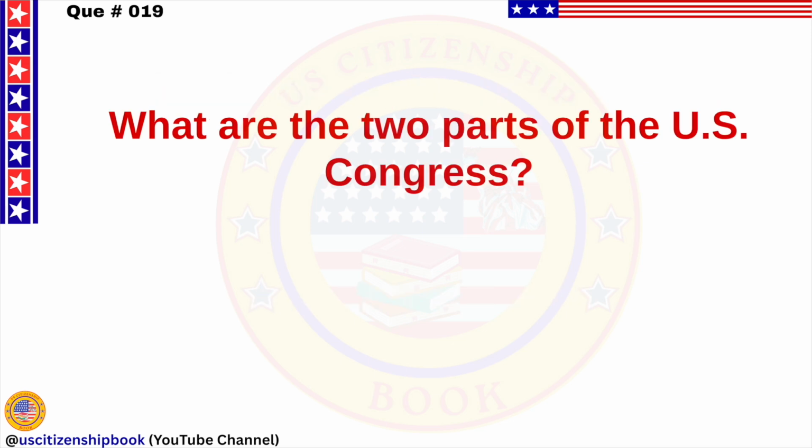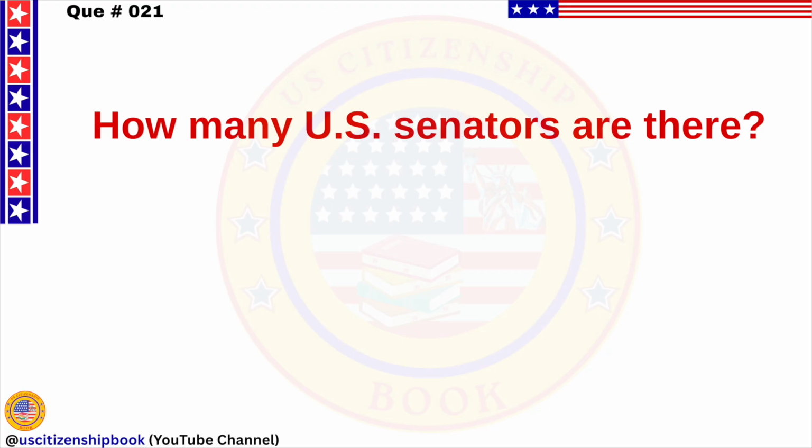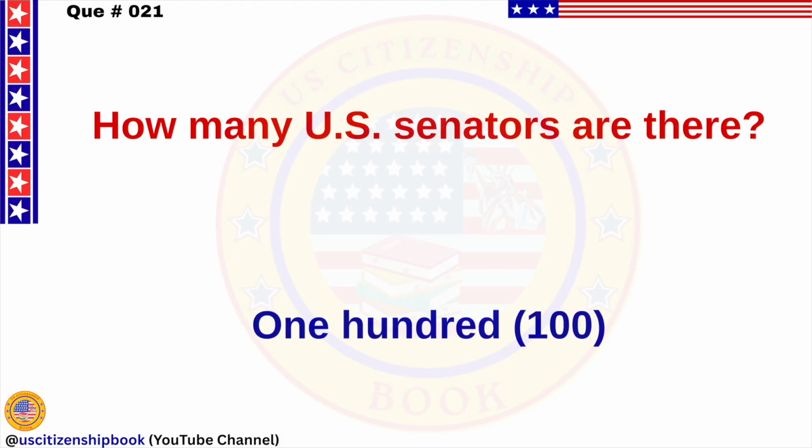What are the two parts of the U.S. Congress? Senate and House of Representatives. How many U.S. senators are there? 100.